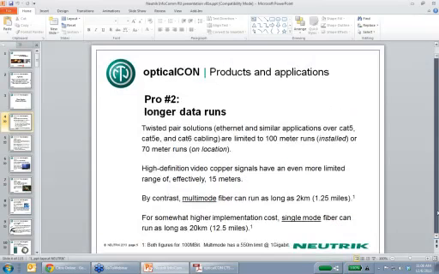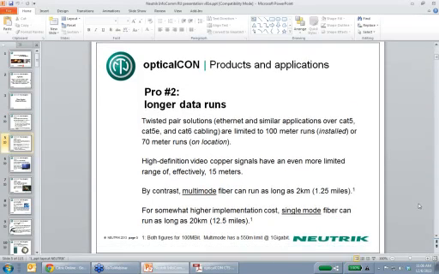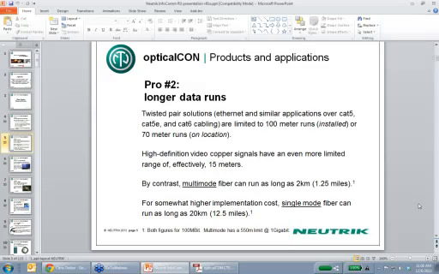All right, so let's talk about the next pro. The next pro is longer data runs, and this is also really significant. Any twisted pair solution is really technically limited to a 100-meter run for an install and a 70-meter run on location. And then there are people who run HDMI, or they run some sort of copper signals for high-def video. And when I talk about high-def, I'm only talking about 1080. We're not yet talking about 4K, which will be even more of an exaggerated difference. But for high-def video, a lot of people don't want to run this over 15 meters.